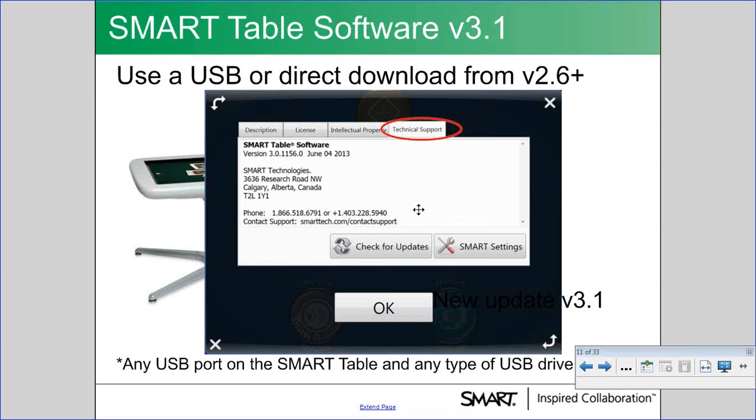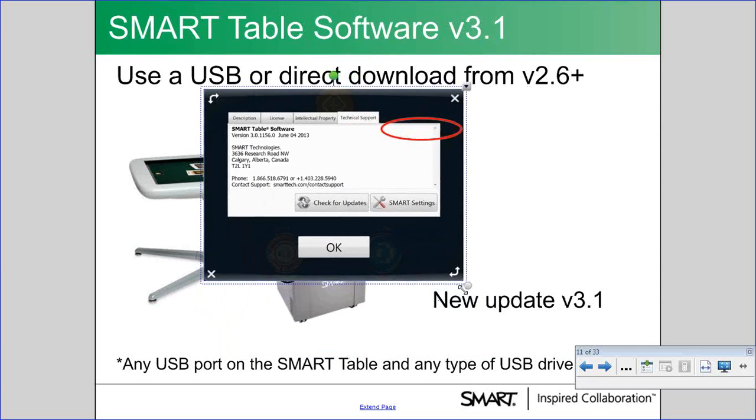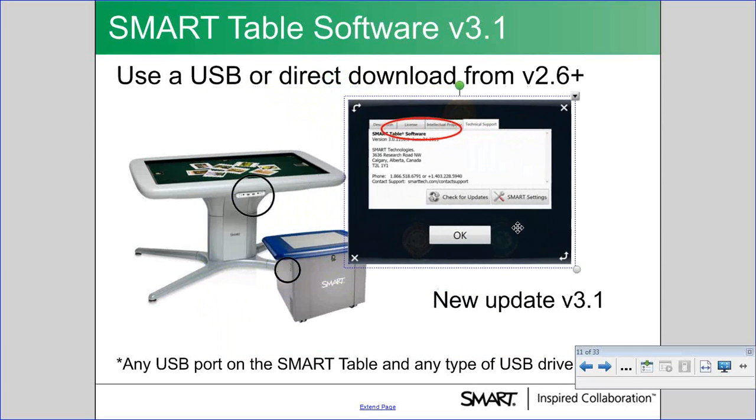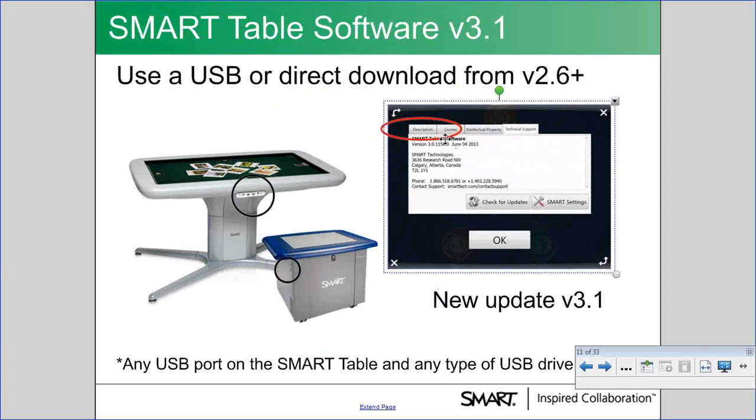If you're a Smart Notebook user, or any of our products, this is how you can check for updates. So now you can actually update the table from the table. Now, let's say you do need to update your table and you don't have access to the internet, maybe the internet's down, then you would download the file and plug it into the USB, and it's going to prompt you and take you through the updating process. It's going to remove the old software and update the new.